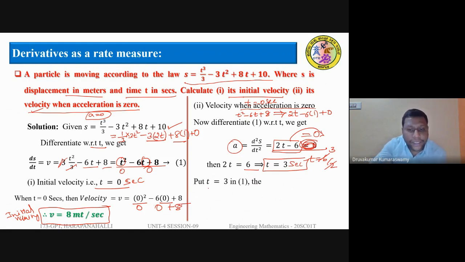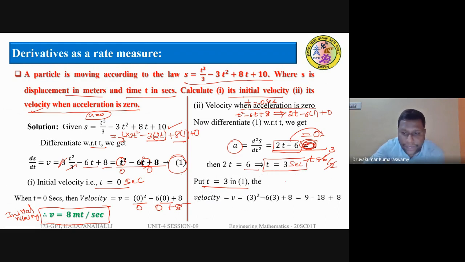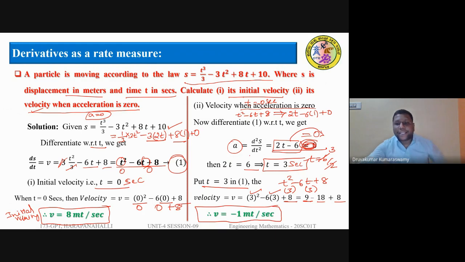For the velocity, we substitute t = 3 seconds in equation 1. In equation 1 we have t² − 6t + 8. In place of t, substitute 3. So we get 3² − 6 × 3 + 8. 3² is 9, 6 into 3 is 18, plus 8. So 9 + 8 is 17, 17 − 18 is −1 meter per second. So the velocity when acceleration is 0 is −1 meter per second.